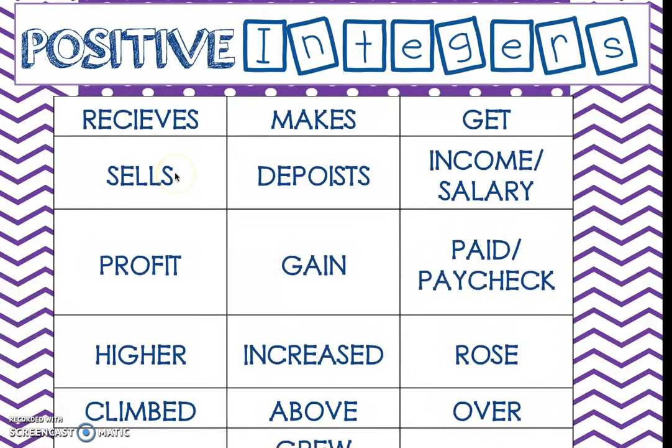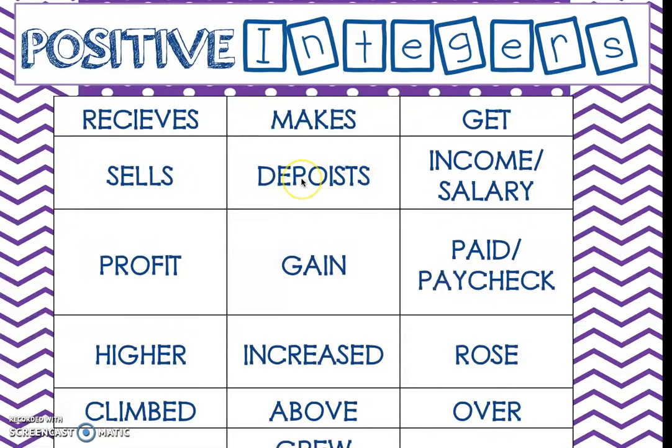Any word that tells you, that says you're getting something or something is being increased, tells us that it's going to be a positive. So fill this chart in. Some of those words are receives, makes, like if you make a certain amount of money, that's a positive. Gets, sells. If you're selling something, you're getting money in return. So that makes it a positive. We don't think about it as selling, we're giving it away. We think of selling, we're making that money.